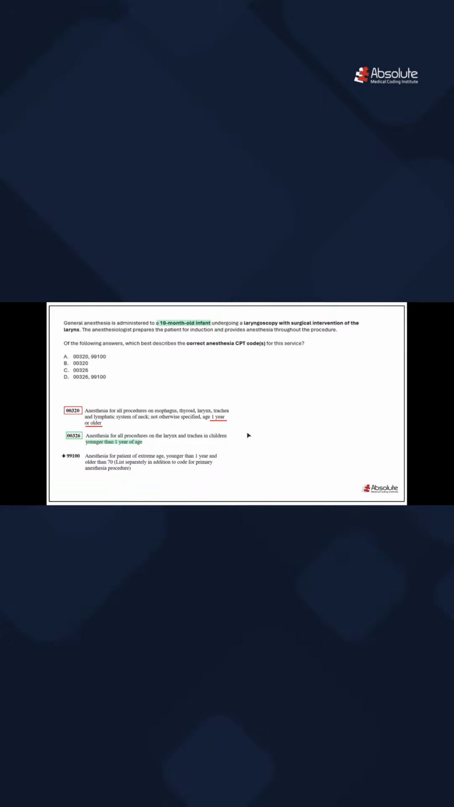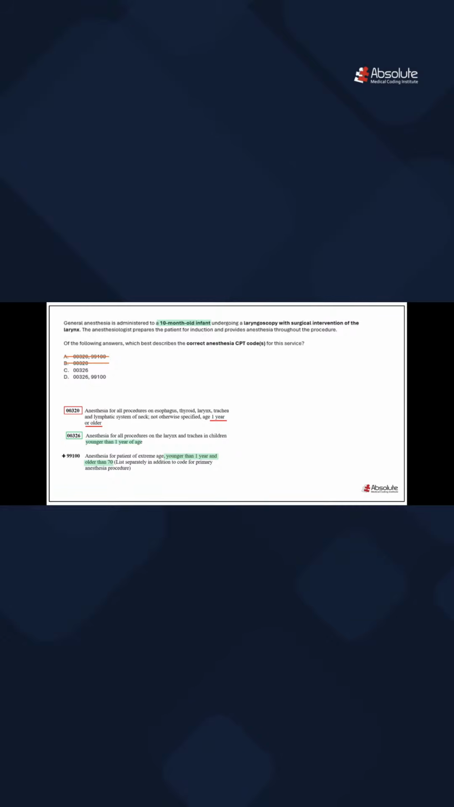So option 00320 is an incorrect answer, while 00326 is coding for anesthesia for all procedures on larynx and trachea in children younger than 1 year of age. And that is much more suited, right? That is a correct answer, actually. So that's a correct CPT code. Sorry, option B has to go, option A has to go. These two are incorrect. Now we are left with option C and D.